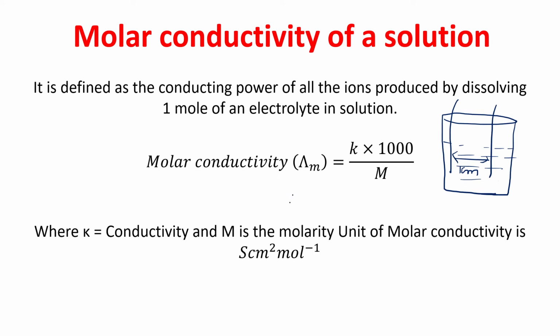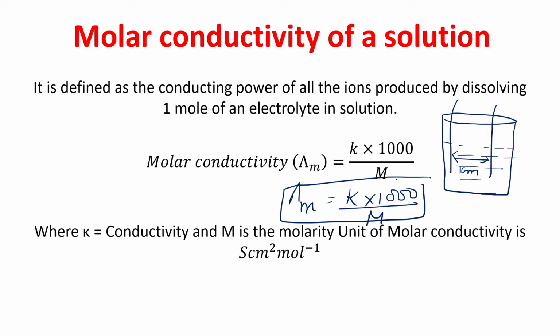Molar conductivity is defined by the symbol lambda. Lambda is equal to 1000 times kappa, that is conductivity, divided by the molarity, where kappa is the conductivity and M is the molarity. The unit of the molar conductivity will come out to be Siemens centimeter square mole inverse.